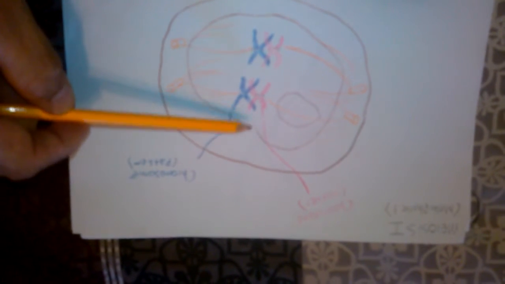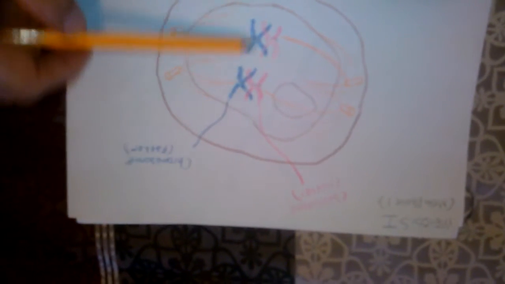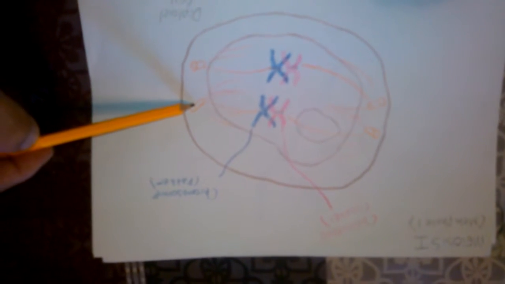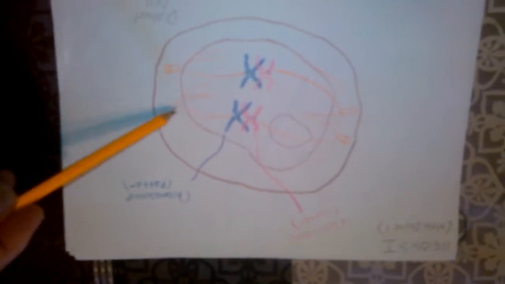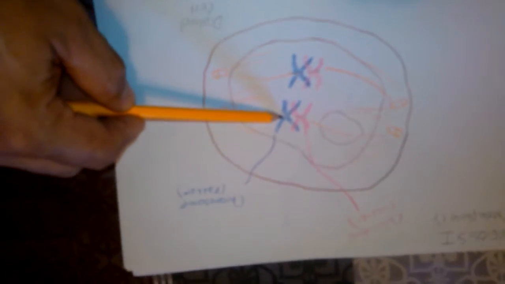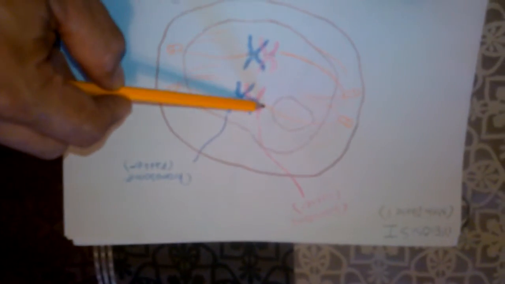They line up at the equatorial plate, or equatorial plane. The centrosomes are on each side, opposite sides, and spindle fibers have connected to the centromeres on each side.